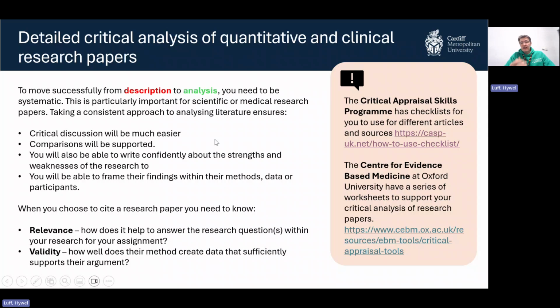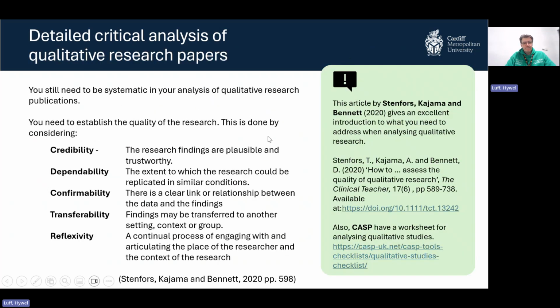Okay, so that's the form based. The Centre of Evidence-Based Medicine at Oxford also has these as well, and you might find others out there as well. It's worth asking the staff on your course whether there are specific ones that they would recommend or would prefer. Okay, so that's the analysis side of it.